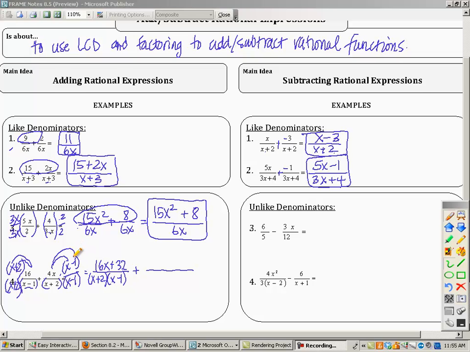I distribute in the next one. 4x times x is 4x squared. 4x times negative 1 is negative 4x. And that's over the x plus 2 and the x minus 1. Your order could be different in the denominator. I'm okay with that. So let's combine like terms. I know my denominator is going to be an x plus 2 and an x minus 1. My numerator, I'm going to put them in order. I have a 4x squared first. Now I have a negative 4x and a positive 16x to add together. That gives me a positive 12x. And then I have this plus 32.